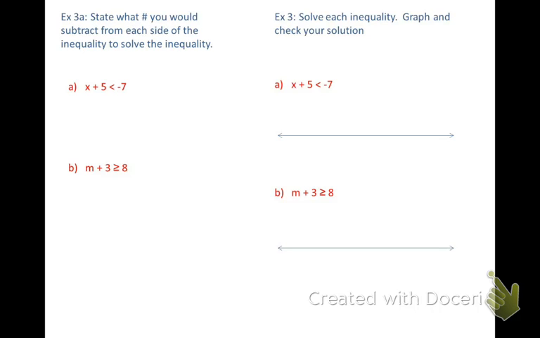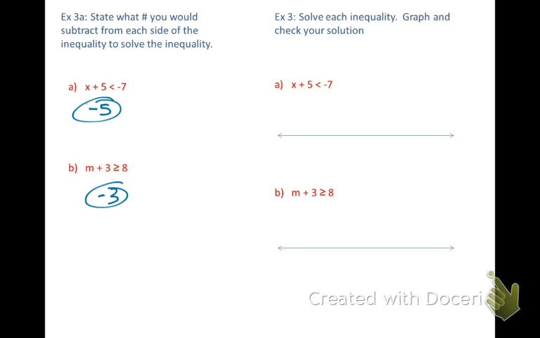Now on example 3a, you're telling me what you're going to get rid of by subtracting. So I have x plus 5 is less than negative 7. Well, to get rid of the 5, it's adding, so we need to subtract 5. And B, m plus 3 is greater than or equal to 8, so to get rid of the 3, I subtract 3 from both sides. Same idea as A.